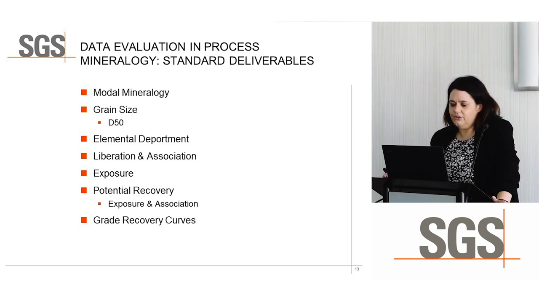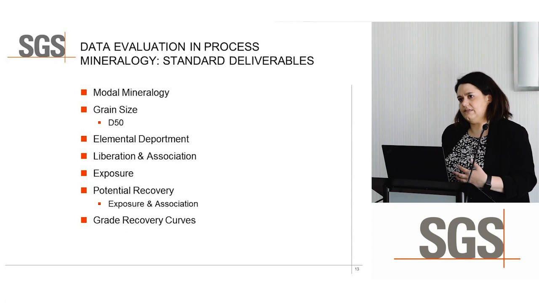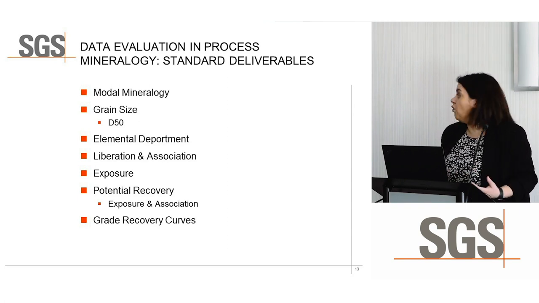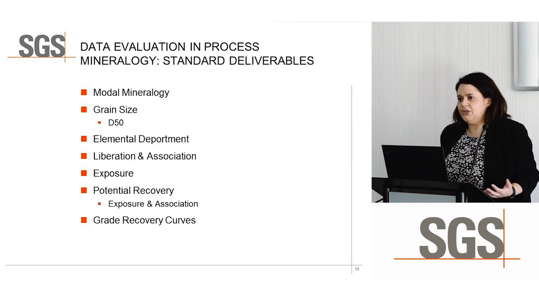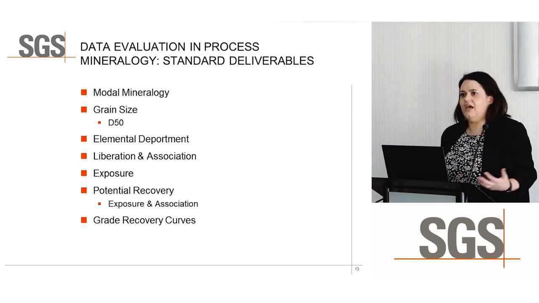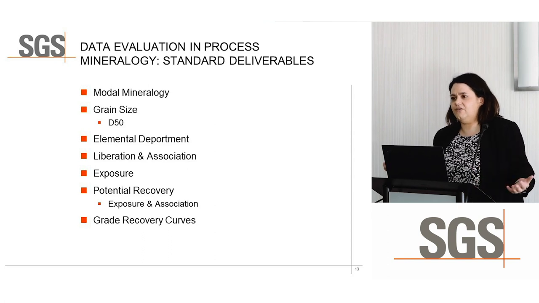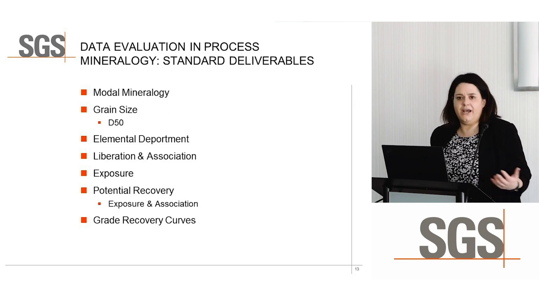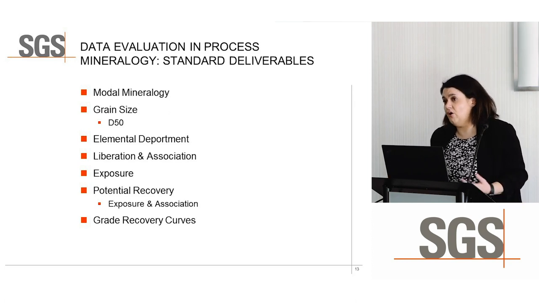However, you can do other things. You can do grain size. We can look at the D50, or we can look at grain size of different minerals. We can look at the grain size of gold, for example. We also can look at elemental deportment. Elemental deportment is critical. Generally you do an assay, and you might say, oh, we've got some good copper grade here, but not all your copper may be in the sulfides. You might have some copper in clays, or in iron oxides, especially if you're going to an oxide zone of a porphyry. So elemental deportment gives you that more information.